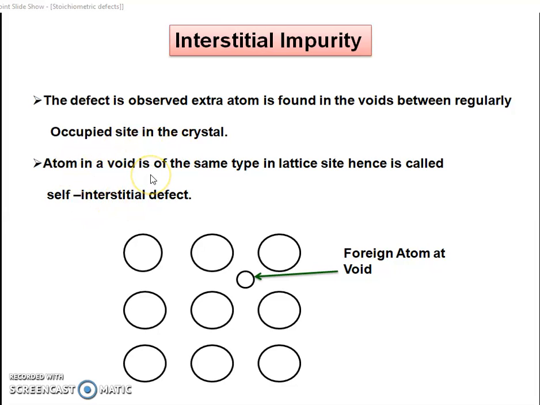If the atom in the void is of the same type as the lattice site atoms, it is called a self-interstitial defect. So why is it a self-interstitial defect? Because the lattice site atoms and the atoms in the void are the same, and therefore it is named a self-interstitial defect, or such a type of impurity present in the lattice.